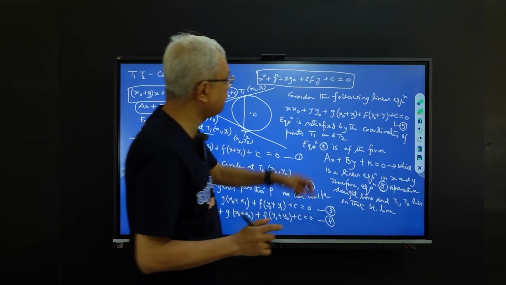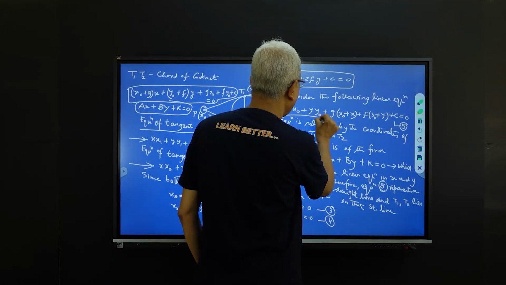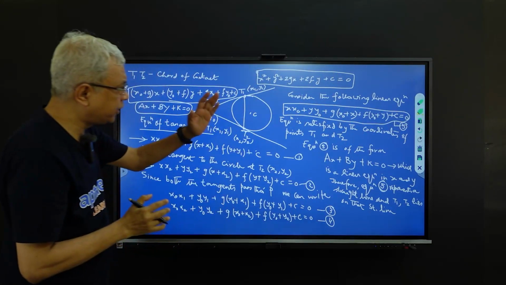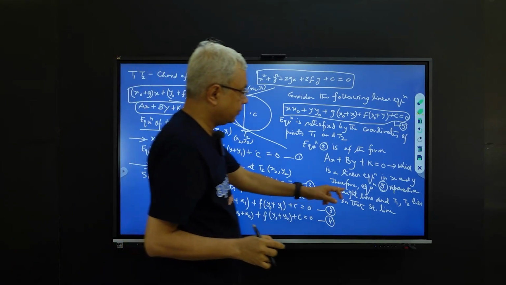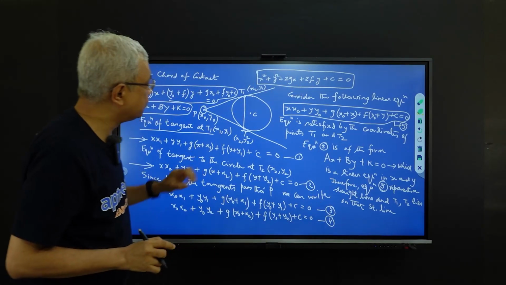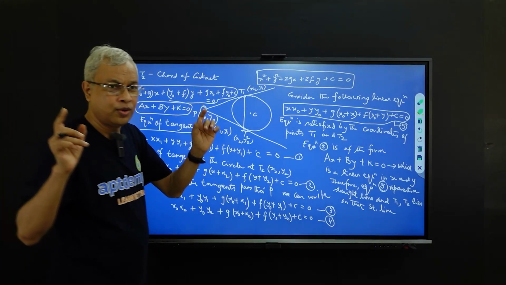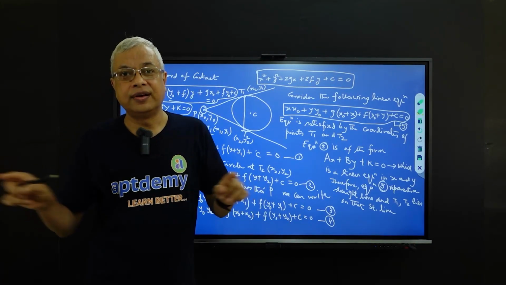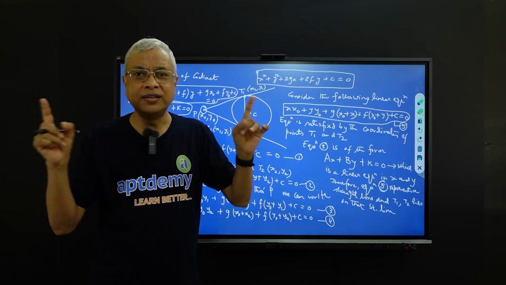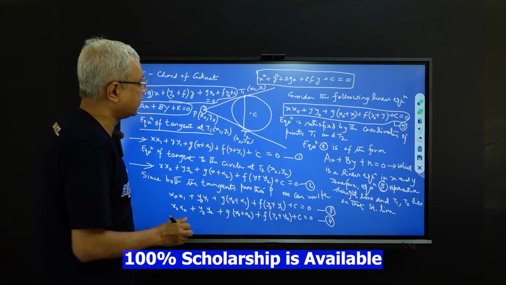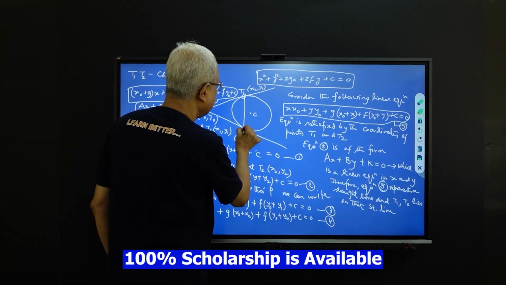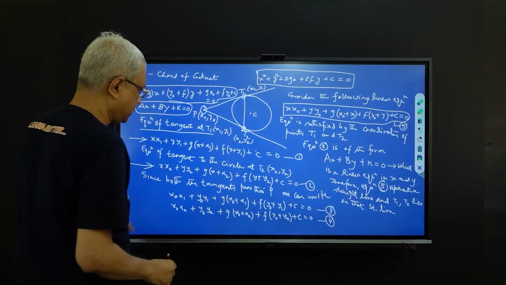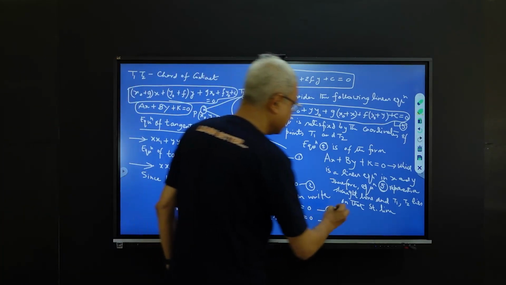Therefore, equation 5 is the equation of a straight line on which points T1 and T2 lie. If two different points are given, then I can have only one straight line connecting these two points. So equation 5 represents the equation of the line T1, T2.